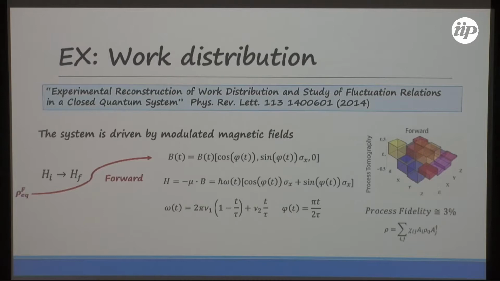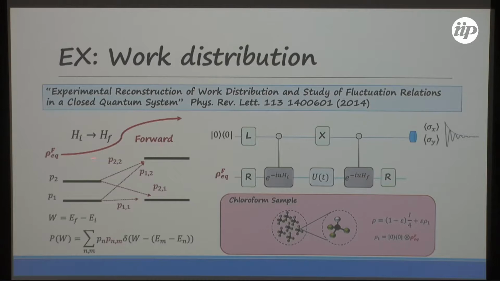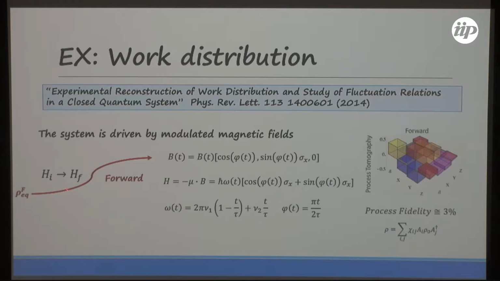Also, in this experiment, we start with a system in some equilibrium state, and you have to perform some operation to drive the system from the equilibrium state to another state. This operation is performed by applying magnetic fields. You can apply modulated magnetic fields so that you drive the system in different ways, and usually in NMR you can get very high fidelity. The control on the NMR system is very precise.